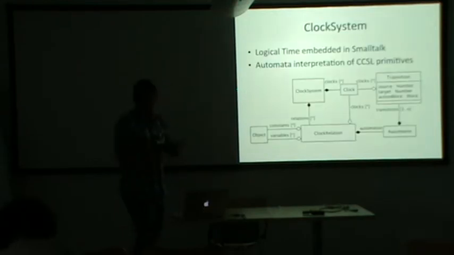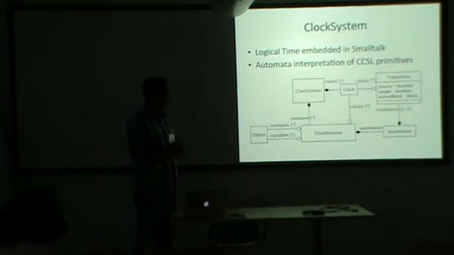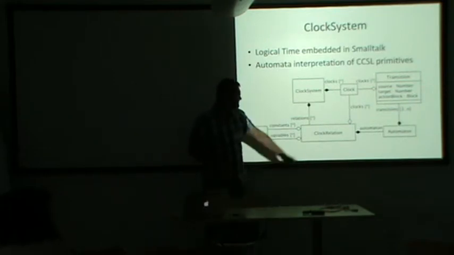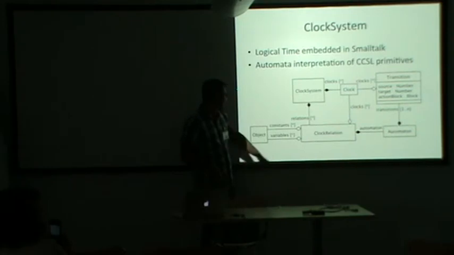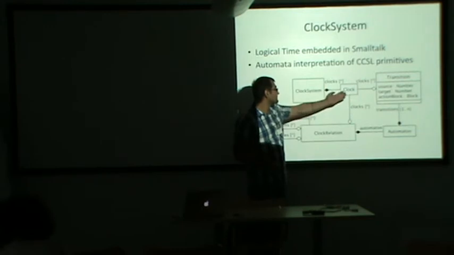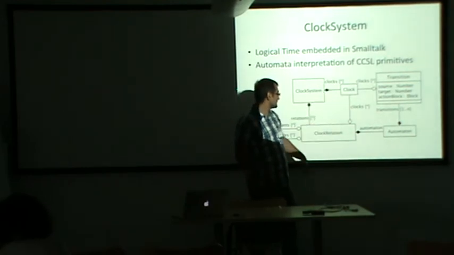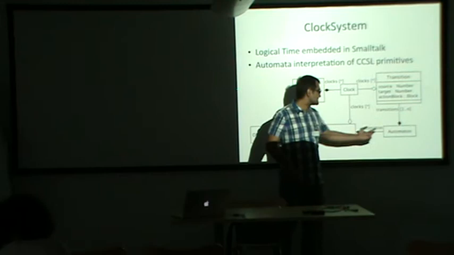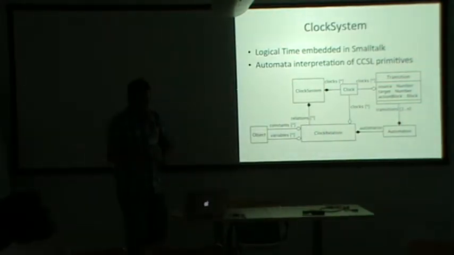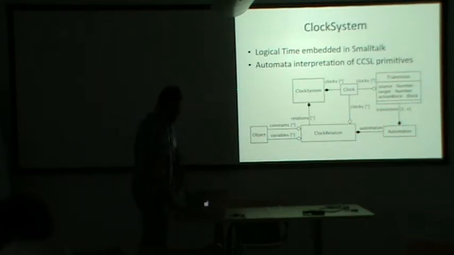So in order to implement this idea in Smalltalk, we can use this simple object model where we have our system that contains some relations. These relations can be parameterized with constants and variables. And the main idea is that the events, we call them clocks here. So we have these clocks that are related by the relations. And for the relations, in ClockSystem, we have an automaton-based interpretation of this Clock Constraint Specification Language, so of the semantics of this language. So we are using automatons.